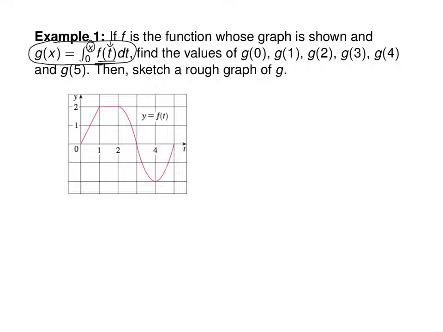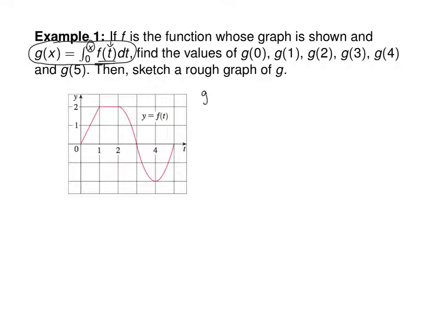But the point is you have some function, and you define this new function that finds the area from a number to a number that's changing. So like if I plug in x equals 1, that's the area from 0 to 1. If I plug in x equals 2, it's the area from 0 to 2. That's what it's telling you, okay? So let's find those values and then sketch a rough graph of what that g looks like.